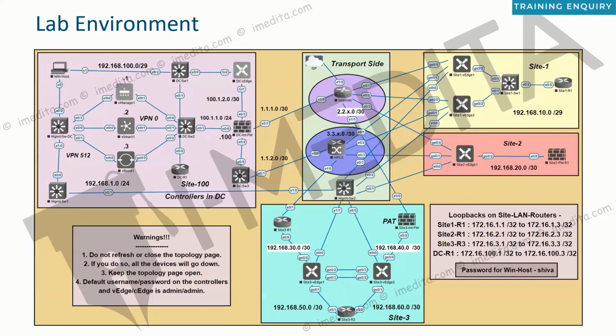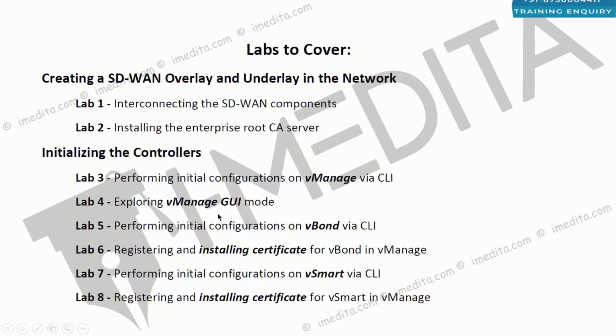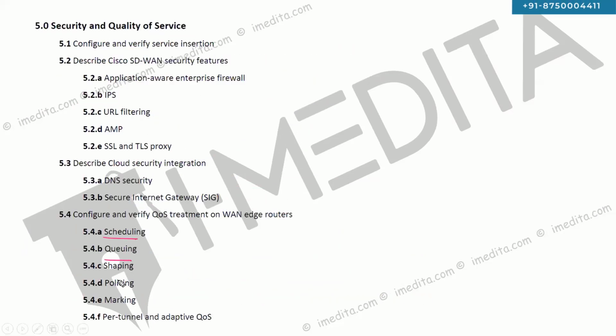That we are going to talk about in the course: in quality of service, scheduling, queuing, shaping, policing, marking, per-tunnel quality of service, and also configuring and verifying quality of service on the WAN edge router. So we will see what these concepts are in terms of quality of service, and how we can configure them on our WAN edge router.